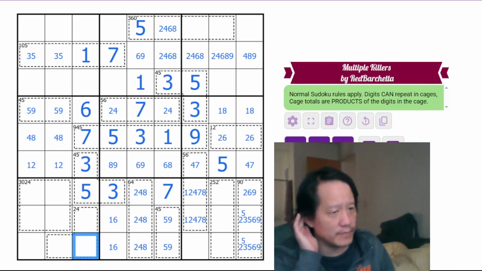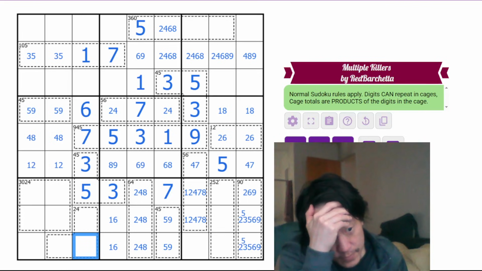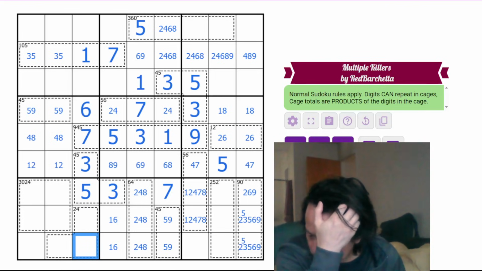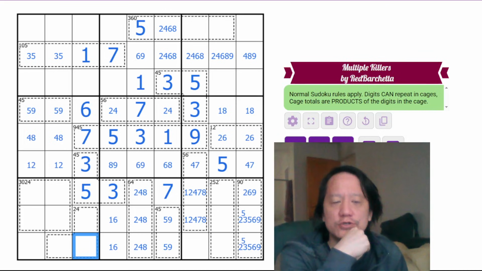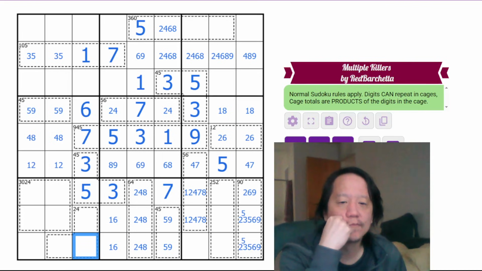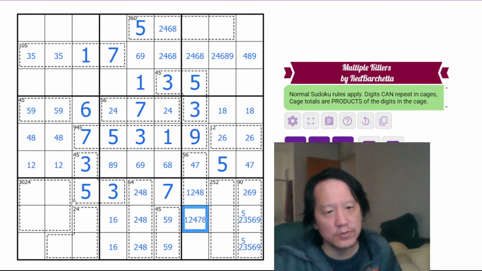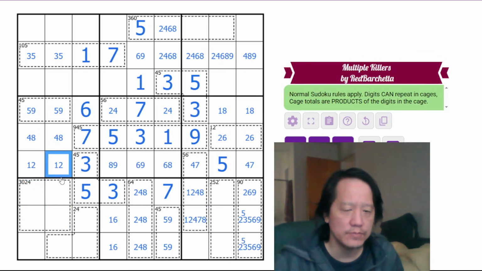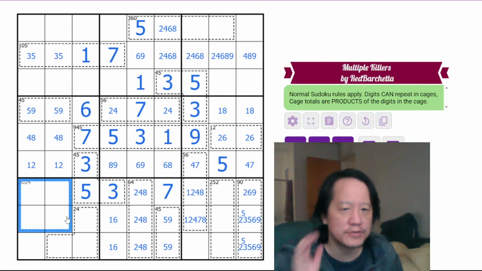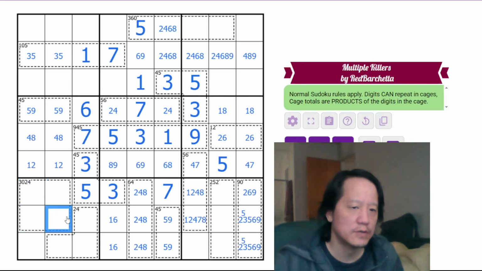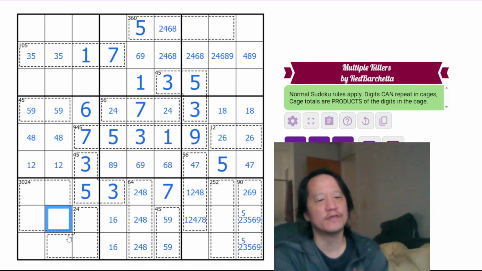24. 24 is either 2, 3, 4 multiplied together. This can't be 7 because of the 7 in the row. What about 3024? What's the factorization of that?